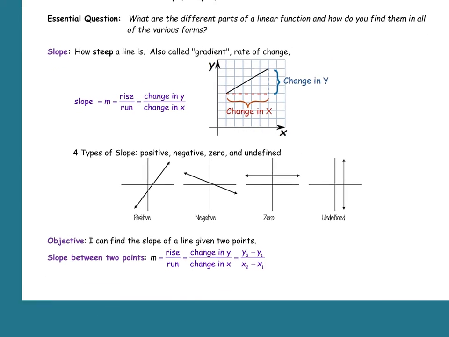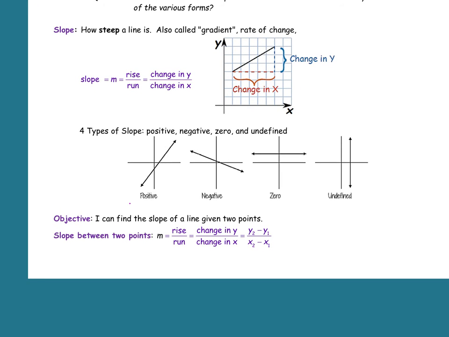There are four different types of slope. I have positive slope, which reading my graph from left to right, that's how we read, in English anyways, right? Left to right. So if my graph is going up from left to right, it's positive. If it's going down from left to right, it's negative. If it's flat horizontally, like you're sleeping, it's zero. And if I'm vertical, my slope is undefined. Questions? Everyone okay? Okay.